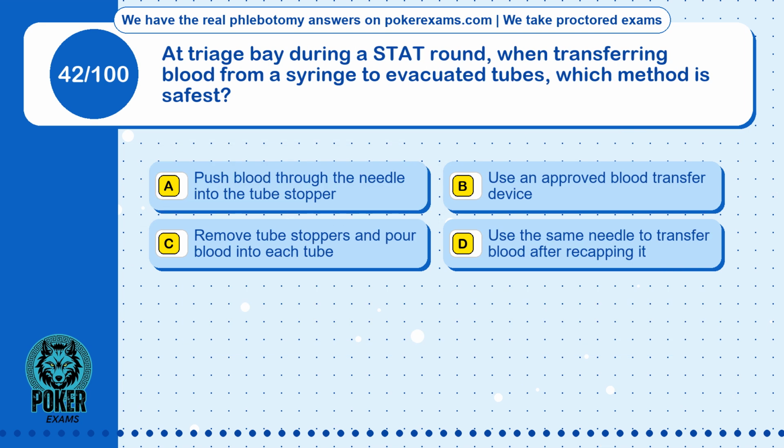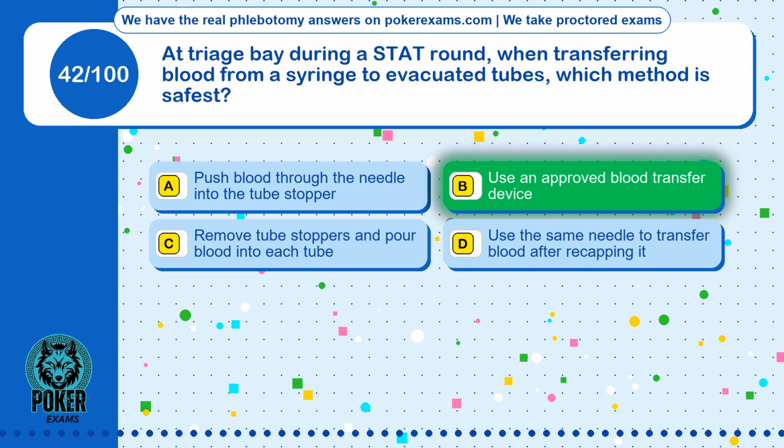Question 42. At triage bay during a stat round, when transferring blood from a syringe to evacuated tubes, which method is safest? Option A. Push blood through the needle into the tube stopper. Option B. Use an approved blood transfer device. Option C. Remove tube stoppers and pour blood into each tube. Option D. Use the same needle to transfer blood after recapping it.